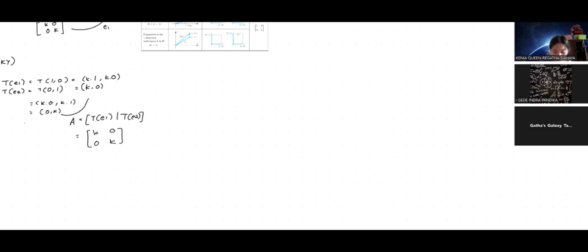Now, this is how we get the standard basis, the standard matrix. In order for us to get the form in R3, it also requires these same steps there.